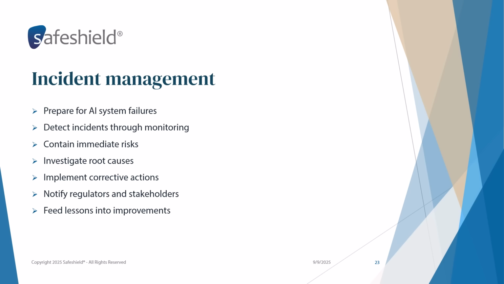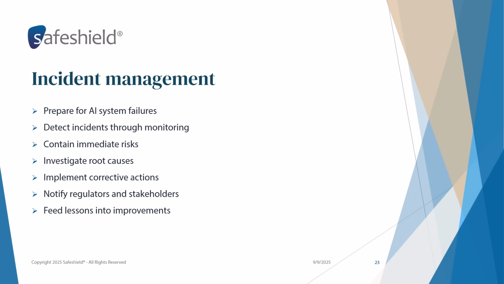A strong response plan includes 4 stages. Identification. This involves the use of monitoring tools and reporting channels that detect problems. Containment requires immediate action, which may involve disabling a faulty model or restricting access to compromised systems. Remediation, which focuses on investigating root causes, implementing corrective actions, and making updates and corrections to prevent recurring problems.